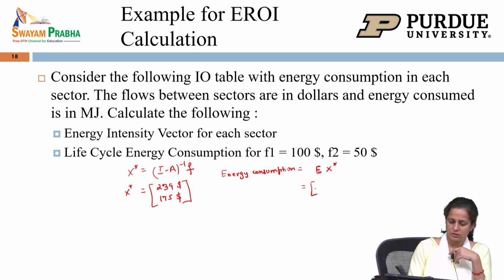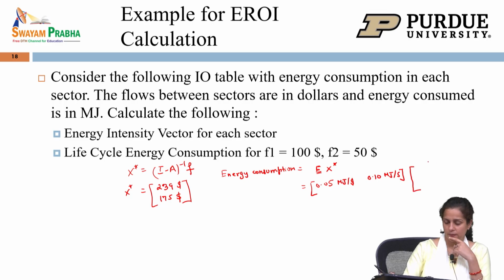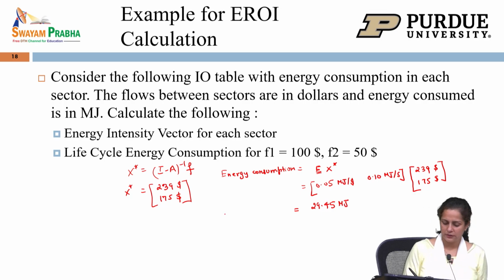So, our energy vector is 0.05 megajoules per dollar and 0.10 megajoules per dollar, and that will be multiplied by 239 and 175. When you do this calculation, your total energy consumption will come out to be 29.45 megajoules. That is the total life cycle energy consumption to meet this final demand.